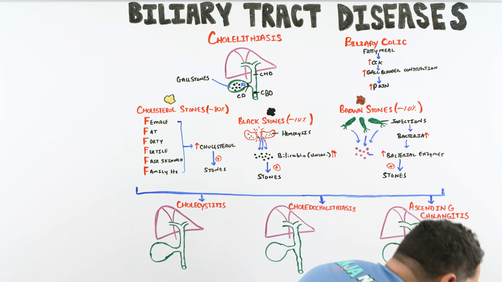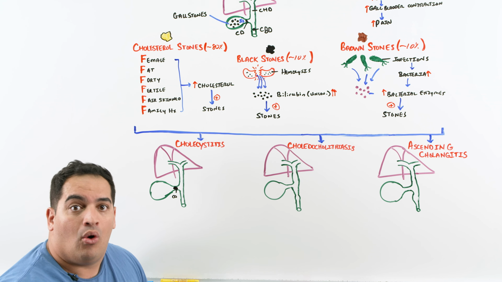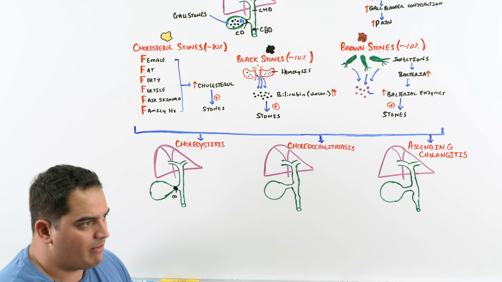So now we've got one of these stones, and it got out there and it's about to wreak havoc. If the stone gets stuck in the cystic duct, so here's our stone and it gets stuck in the cystic duct, it doesn't matter whether it's cholesterol, a black stone, or some type of brown stone, doesn't matter.